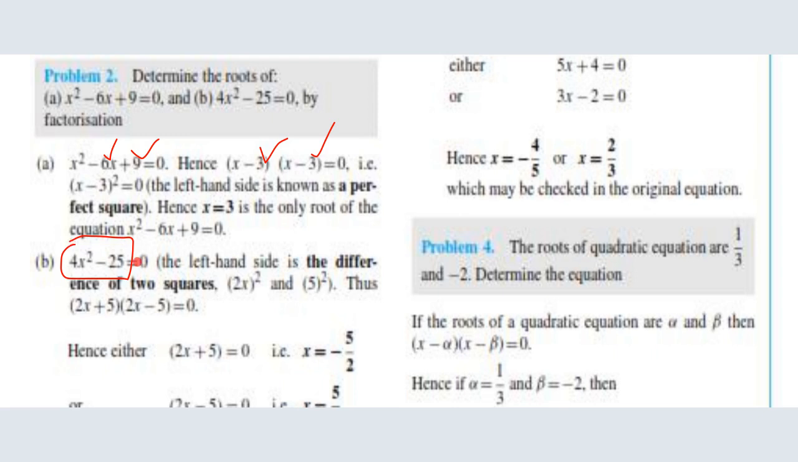So you can see the interesting bit that they did there. They only looked at the first term and the third term, okay, first term and the third term.